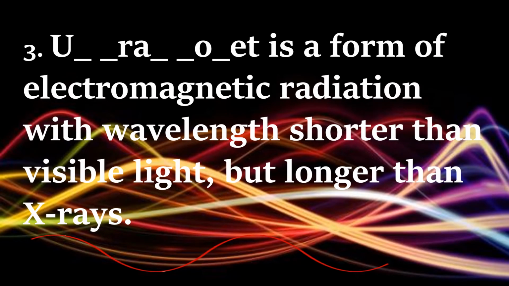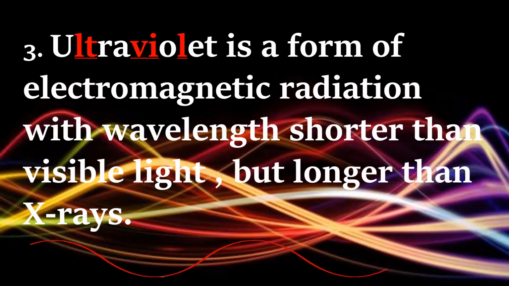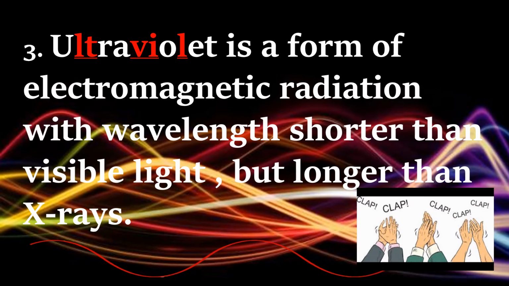Number 3 is a form of electromagnetic radiation with wavelength shorter than visible light but longer than X-rays. Ultraviolet is a form of electromagnetic radiation with wavelength shorter than visible light but longer than X-rays. Ultraviolet is the correct answer. Good job! It really shows that you've already understood our past lesson.